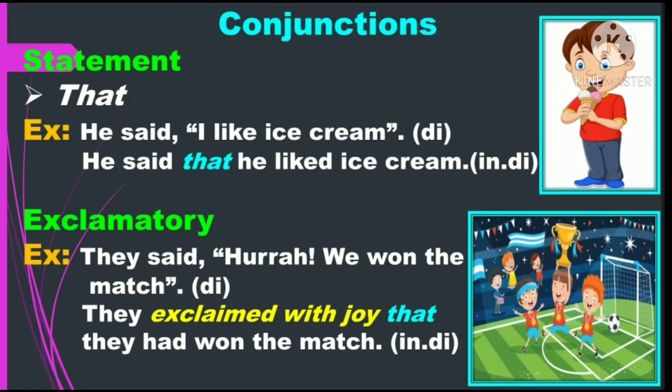Look at the example. They said, "Hurrah, we won the match." So that is in direct speech. So when it goes to indirect speech, we should use "that" as a conjunction word. Look at the example. They exclaimed with joy that they had won the match. That is in the indirect speech.